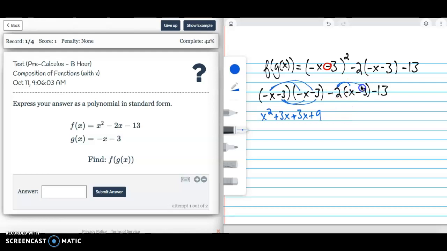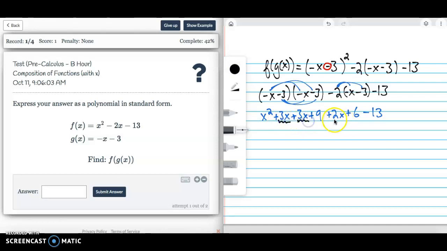And then if I go ahead and distribute this negative 2, negative 2 times negative x gives me a positive 2x. Negative 2 times negative 3 gives me a positive 6. And then I just have that minus 13 tacked on to the end. Now I'm going to go ahead and I'm going to combine all my like terms.